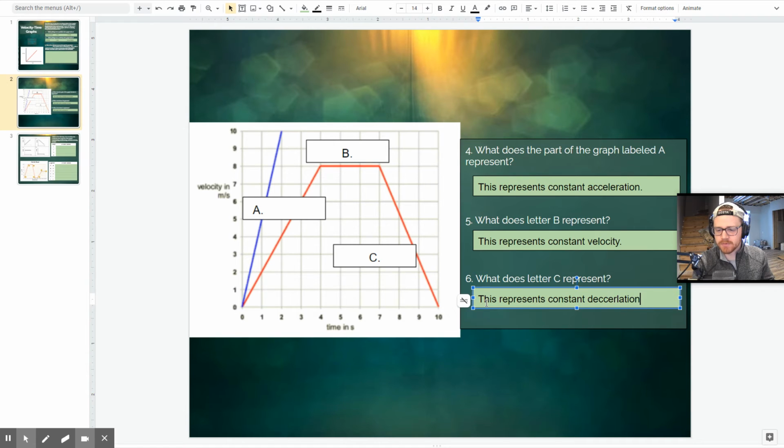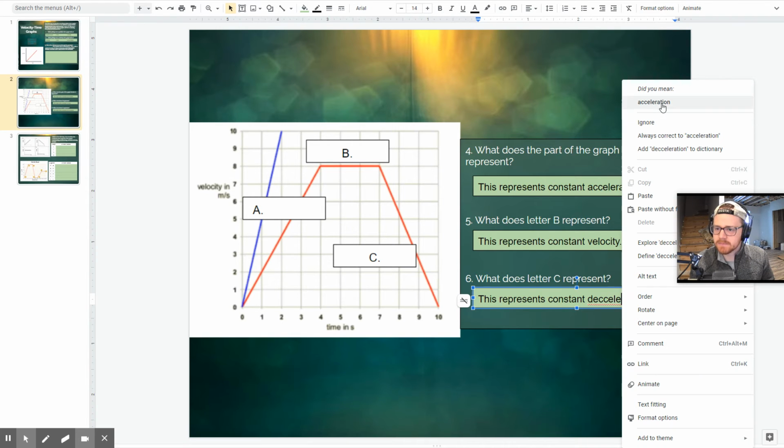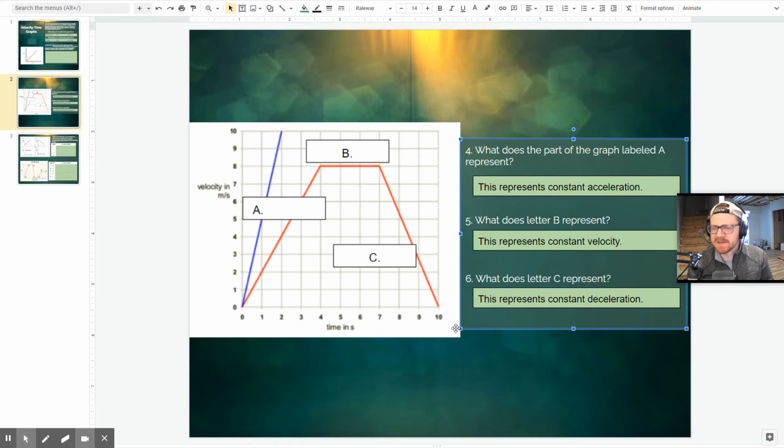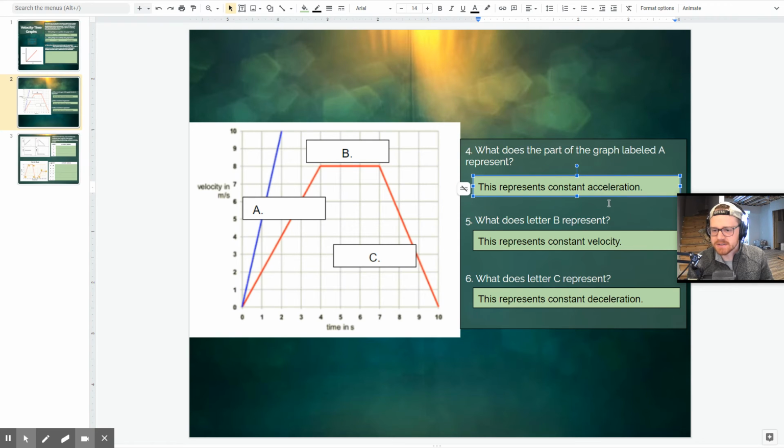Let's see, and I got to remember deceleration. I think that's, yeah, it looks like that's how you spell it. Nope, that's not how you spell it. How do you spell that? Nope. Google, help me. It's 1 L. Or it's 1 C. Okay. Sometimes I get that mixed up, especially since acceleration has 2 C's. It does have 2 C's, right? Yeah, that's what I thought. Okay. So C represents constant deceleration.